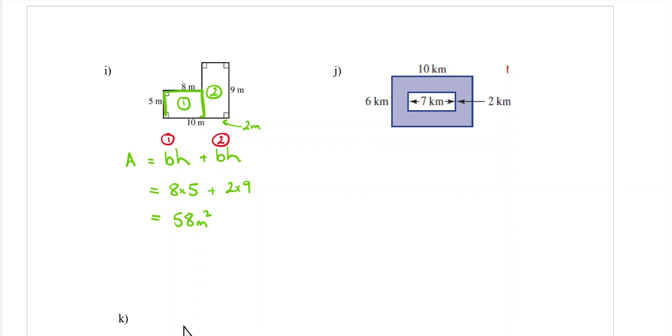Question J. We have an outside rectangle, and we want to subtract off the inside one so that we can find the shaded area. So we're going to call the outside rectangle rectangle number 1. The inside rectangle is going to be rectangle number 2.